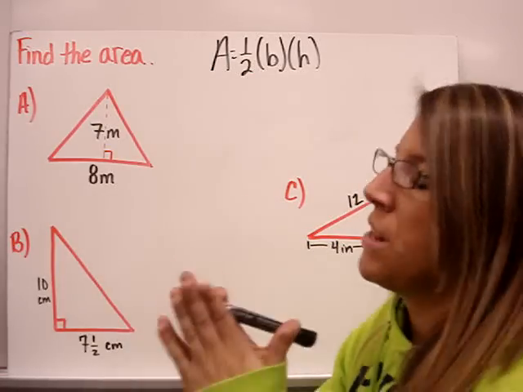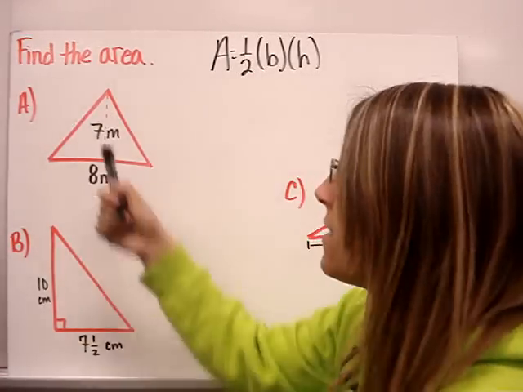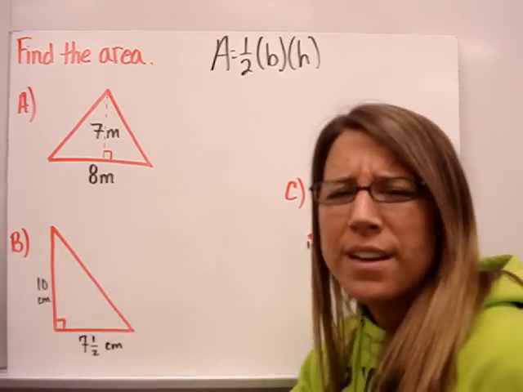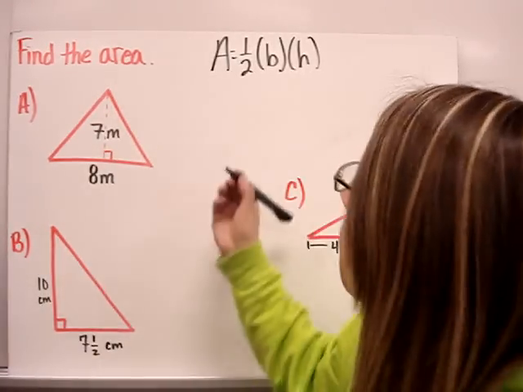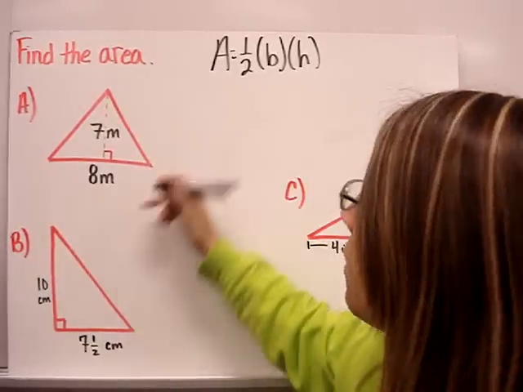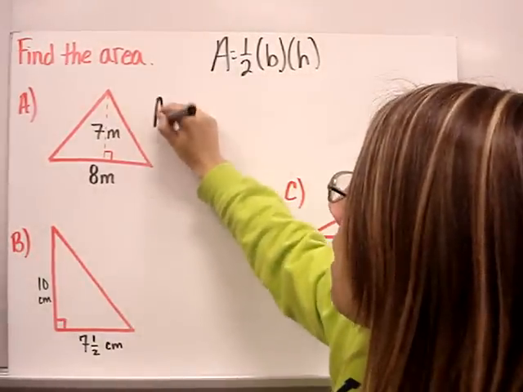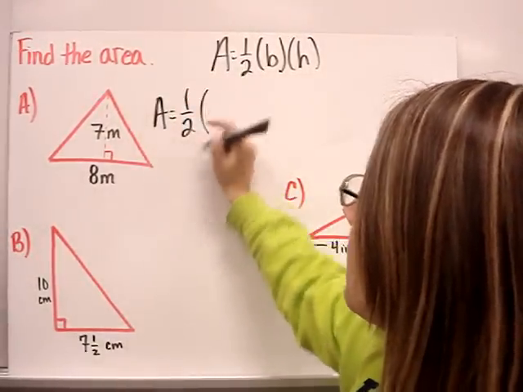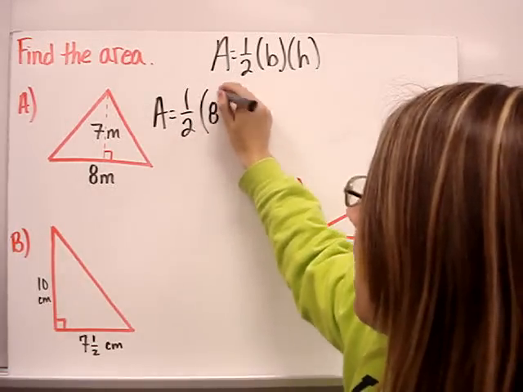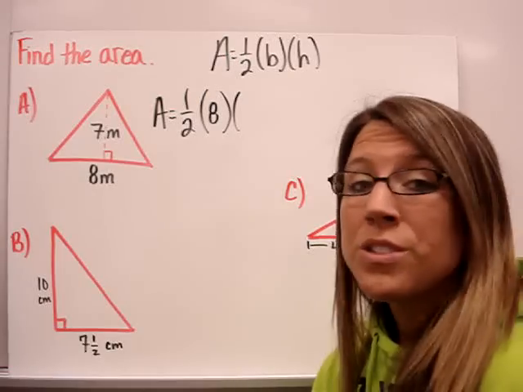You don't want to put the numbers right next to each other because they'll look like, in this case, 78 or 87, and that's not true at all, right? So if I'm finding the area of this triangle, I'm going to say, well, the area is 1/2 times the base, which in this case is 8, times the height, which is 7.